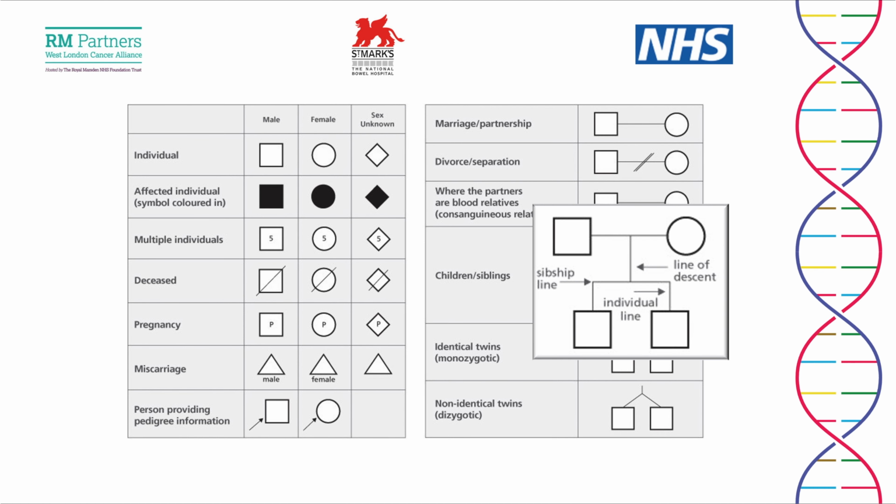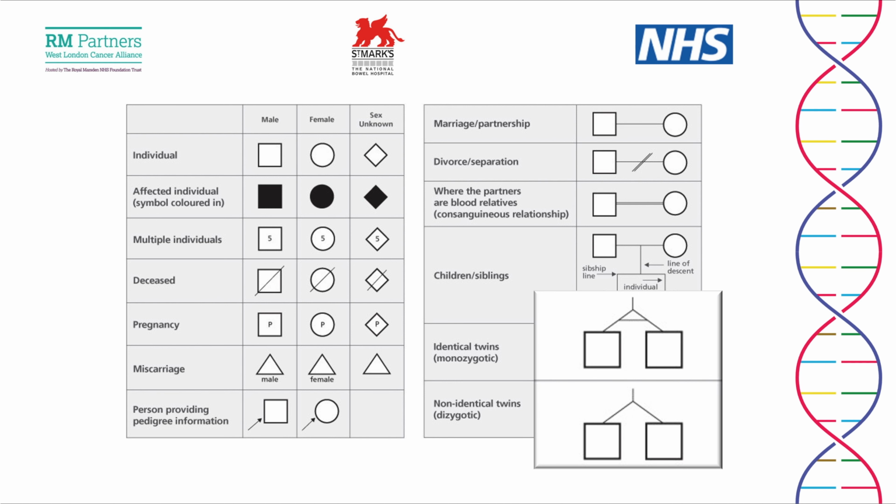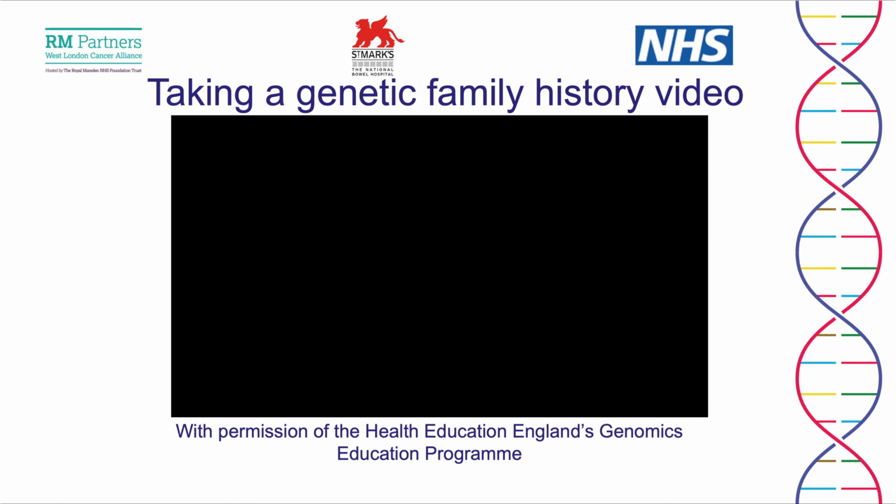This is how you draw the family relationships. A line of descent for the offspring and a siblings line, and so on. Twins fall together on the same individual line which separates in a triangle end shape. If they are the same sex identical twins, add an extra line. See how to take a family history and draw a family pedigree in this video, created by Health Education England's Genomics Education Programme.